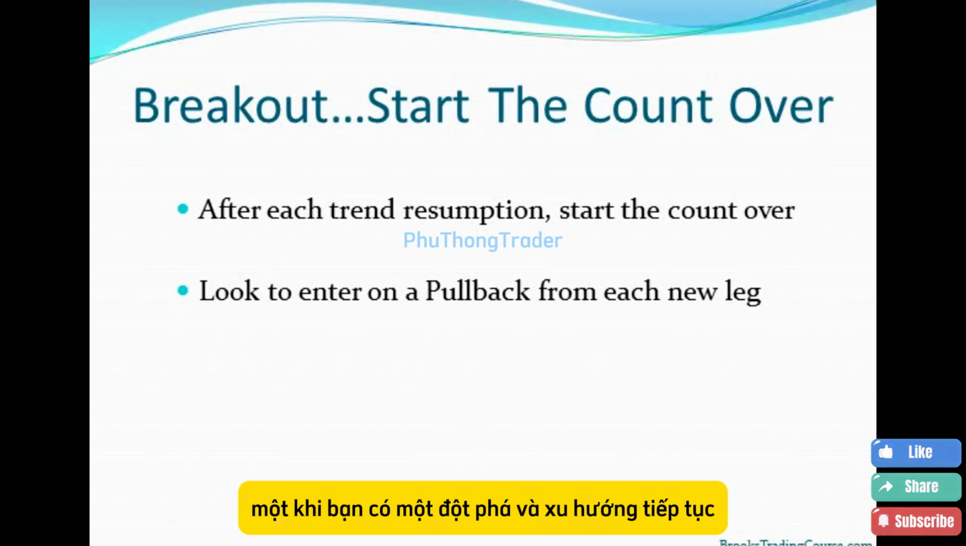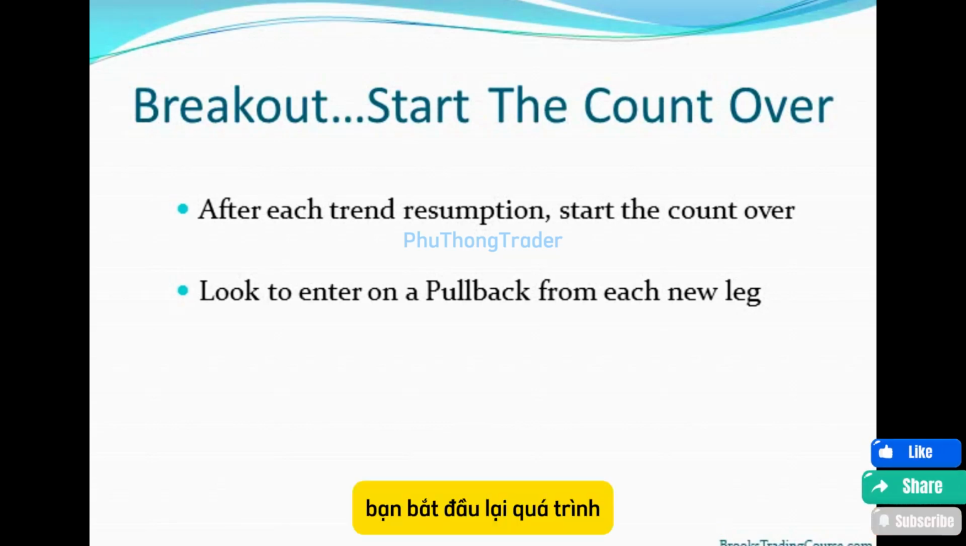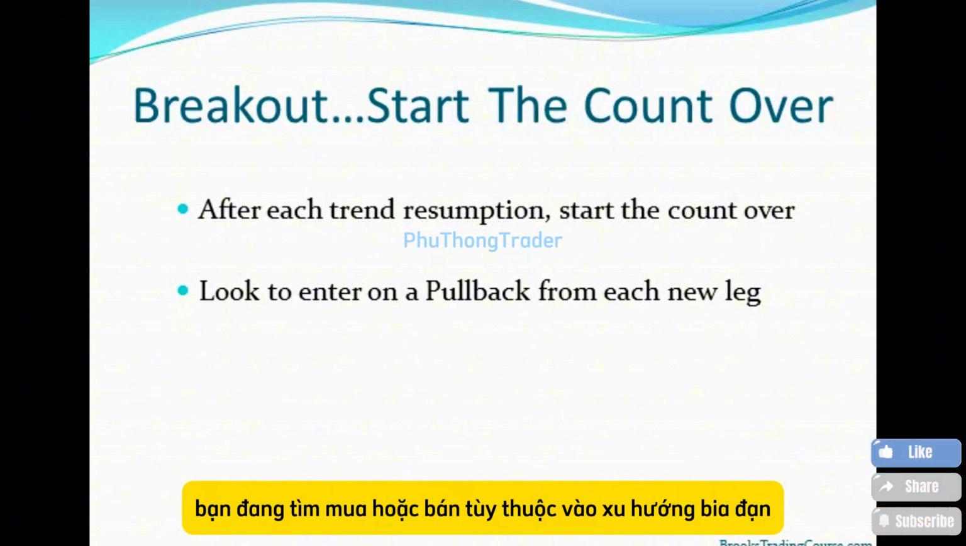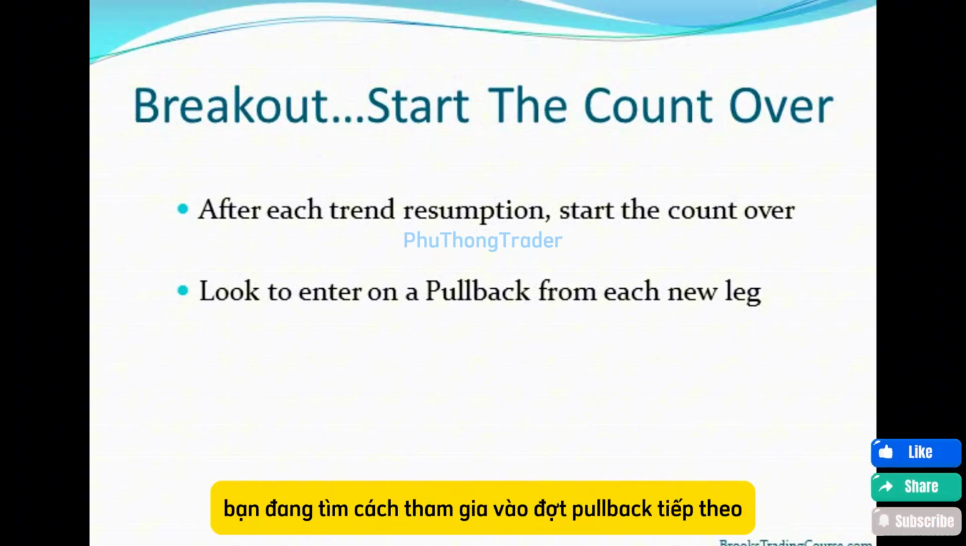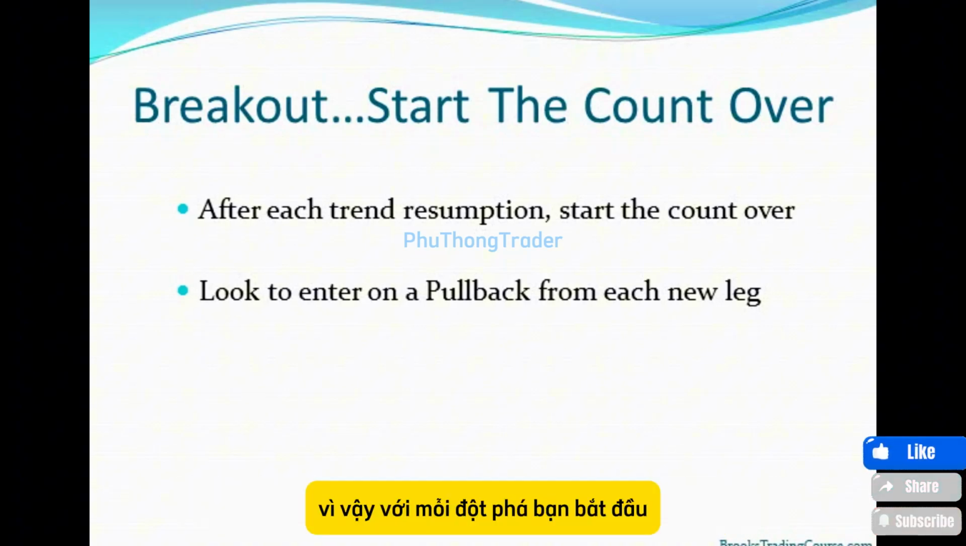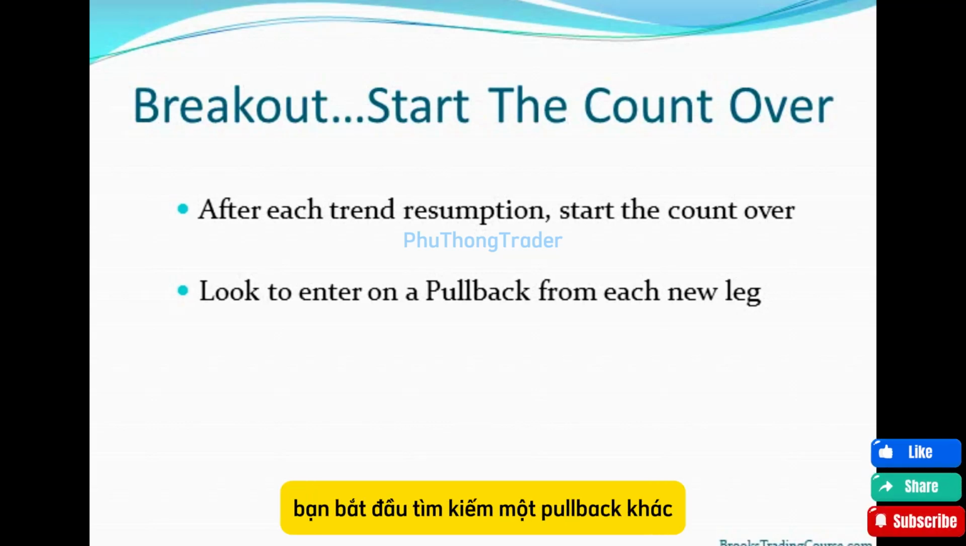Once you have a breakout and the trend resumes, you start the process over. You're looking to buy or sell, depending on bull or bear trend. You're looking to enter on the next pullback. So with each breakout, you start looking for another pullback, and you start the count all over again.